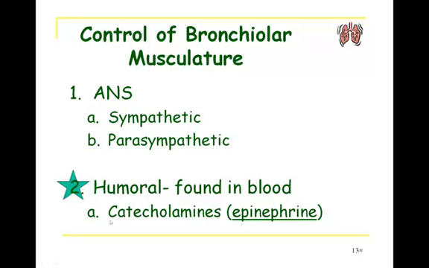Your catecholamines, such as epinephrine, which would be released when you were in fight or flight mode. And remember, this is coming from the adrenal medulla. Now, although we don't have innervation by the autonomic nervous system, you still have receptors for epinephrine. And so, the receptors that you'll see on the bronchial smooth muscle will be the beta 2 receptors, and what you will have is bronchodilation.